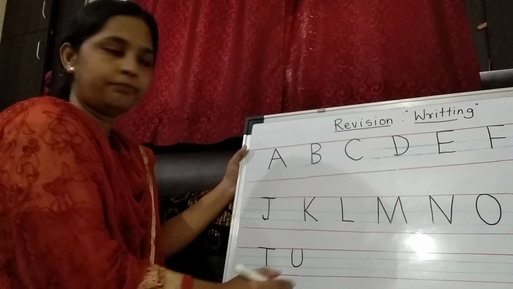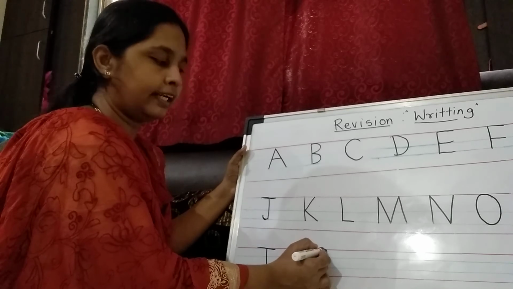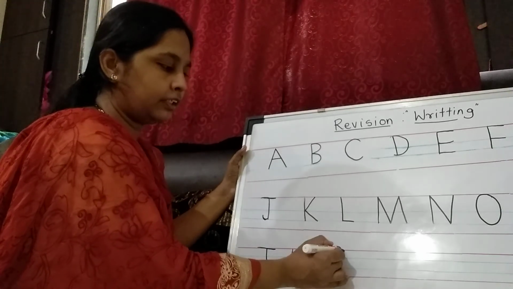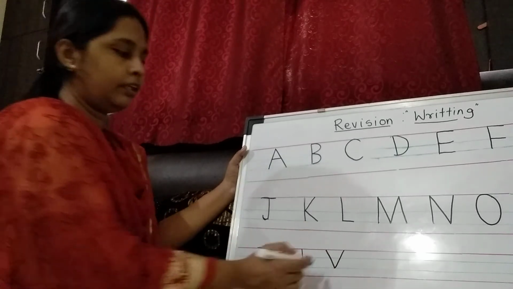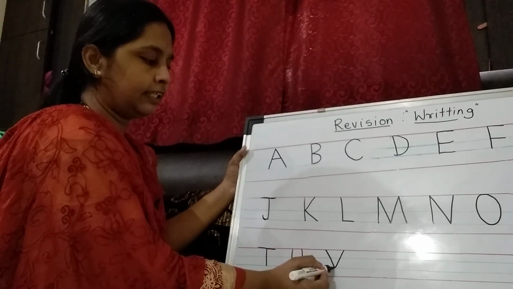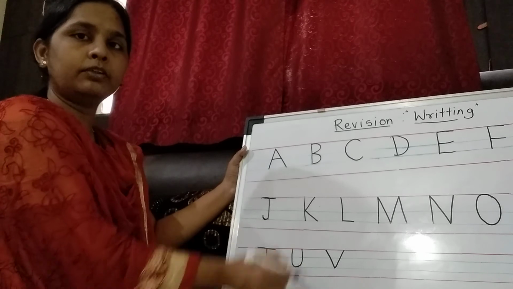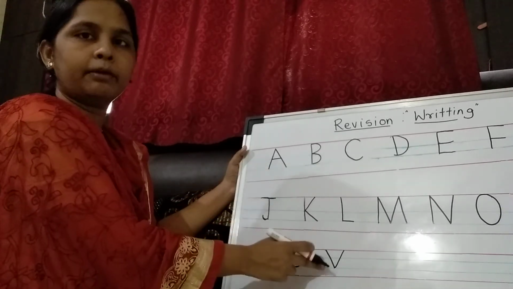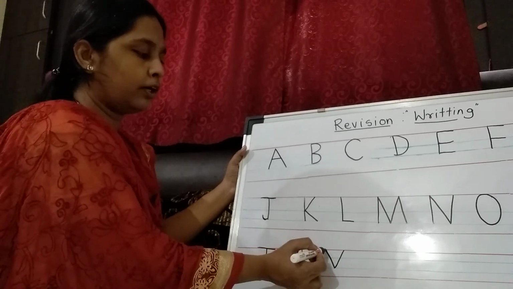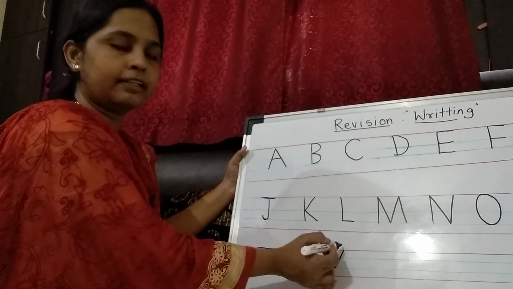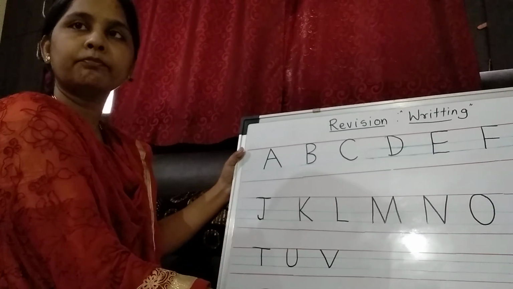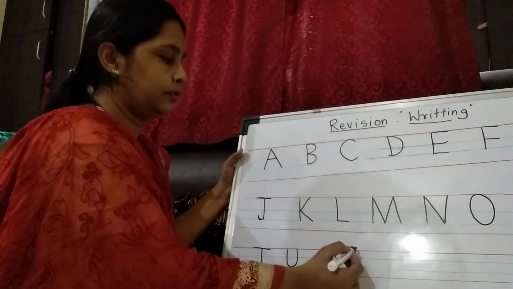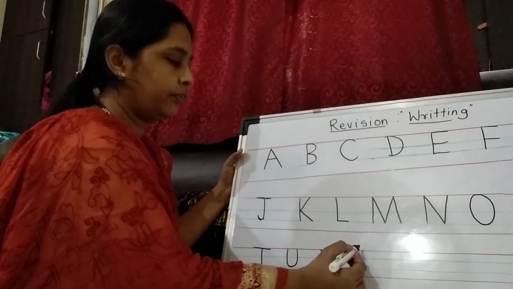V. Keep your pencil on the red line. Down, up. Keep your pencil on the red line. Down, up. It is the reverse of A. It is ulta of A. Okay? So keep your pencil on the red line. Down and up. V. After V, next letter is? W. Say W. Okay?